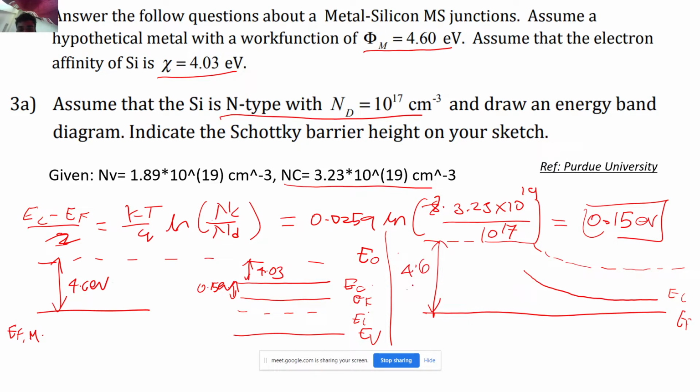So this is the 4.6 electron volts that is present. This has been the electron affinity, 4.03 electron volts, right? And this will be the Schottky barrier, correct? So phi B0. And even the EI will bend, and even the EV will bend in the same way. Sorry, not EC, EV. So this is how the band diagram will be looking when I join them. And we have already indicated the Schottky barrier over here.